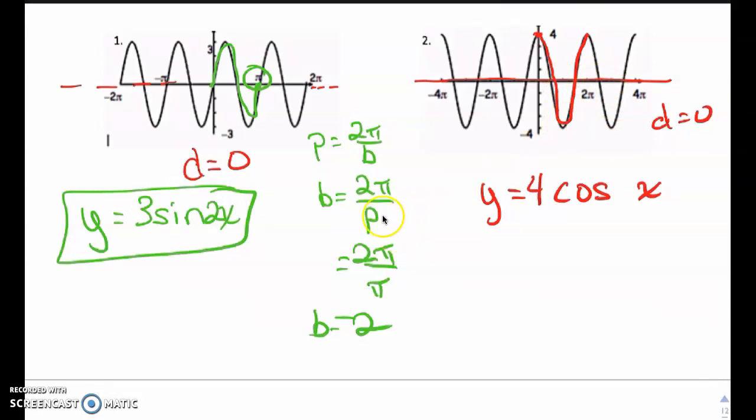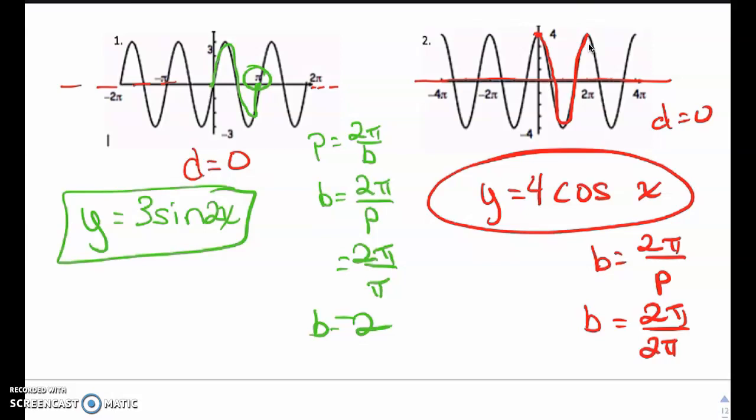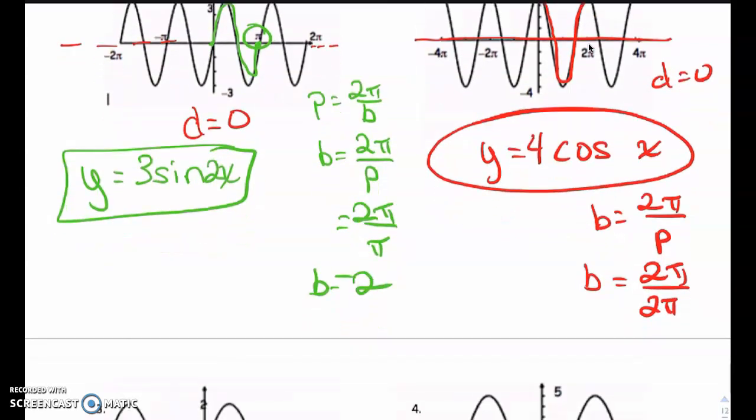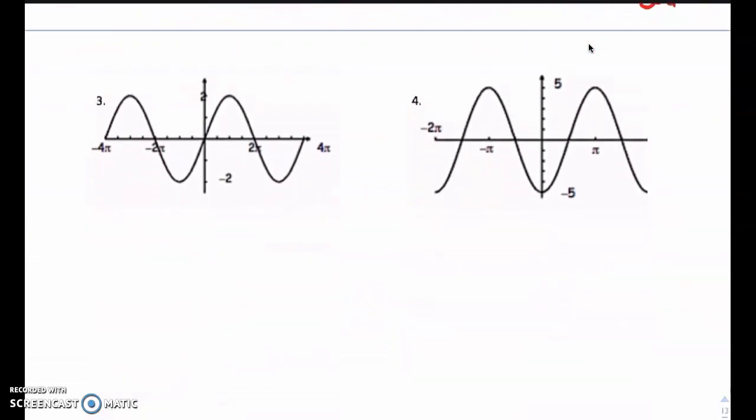And then to figure out that b value, we're going to use b is equal to 2 pi over our period. And our period is, since it takes us all the way to 2 pi to do one complete wave, therefore my period must be 2 pi. So that means b must be 1. So my equation would just be y equals 4 cosine of x. Okay, so let's look at some more examples.